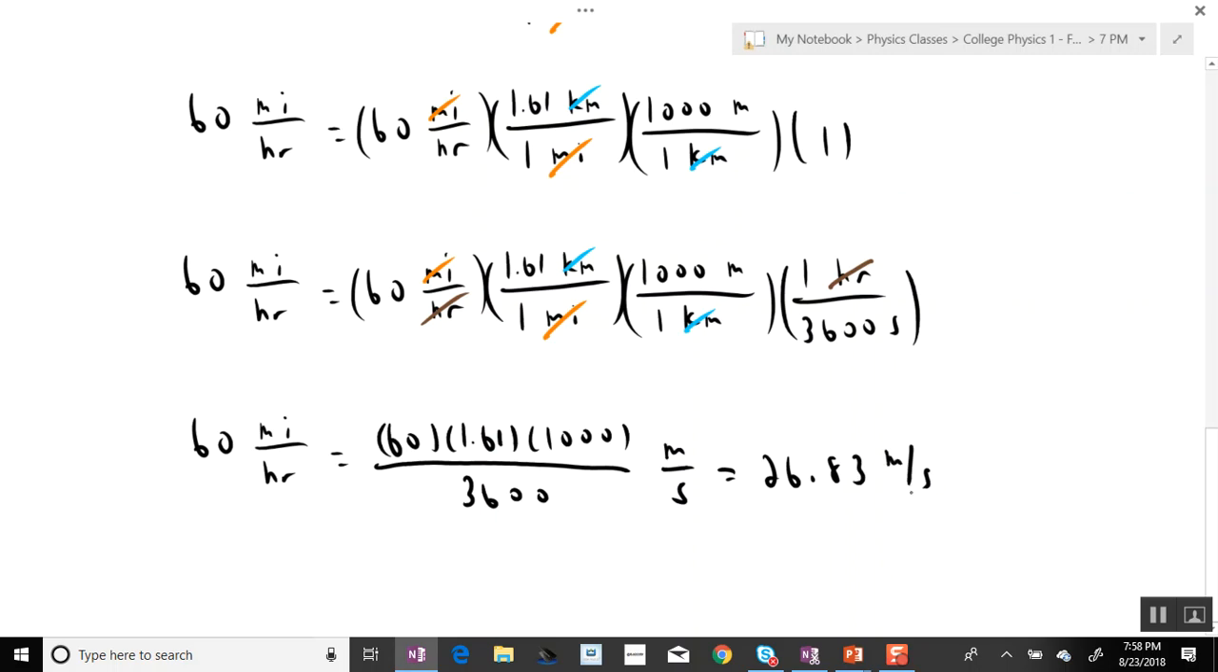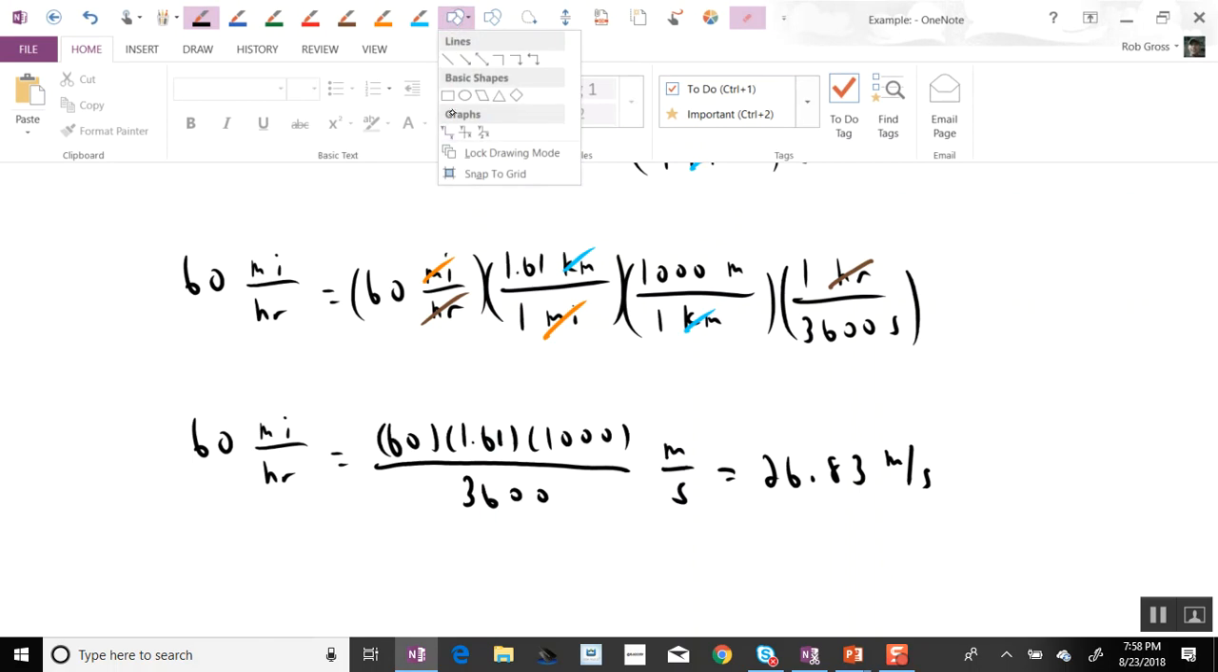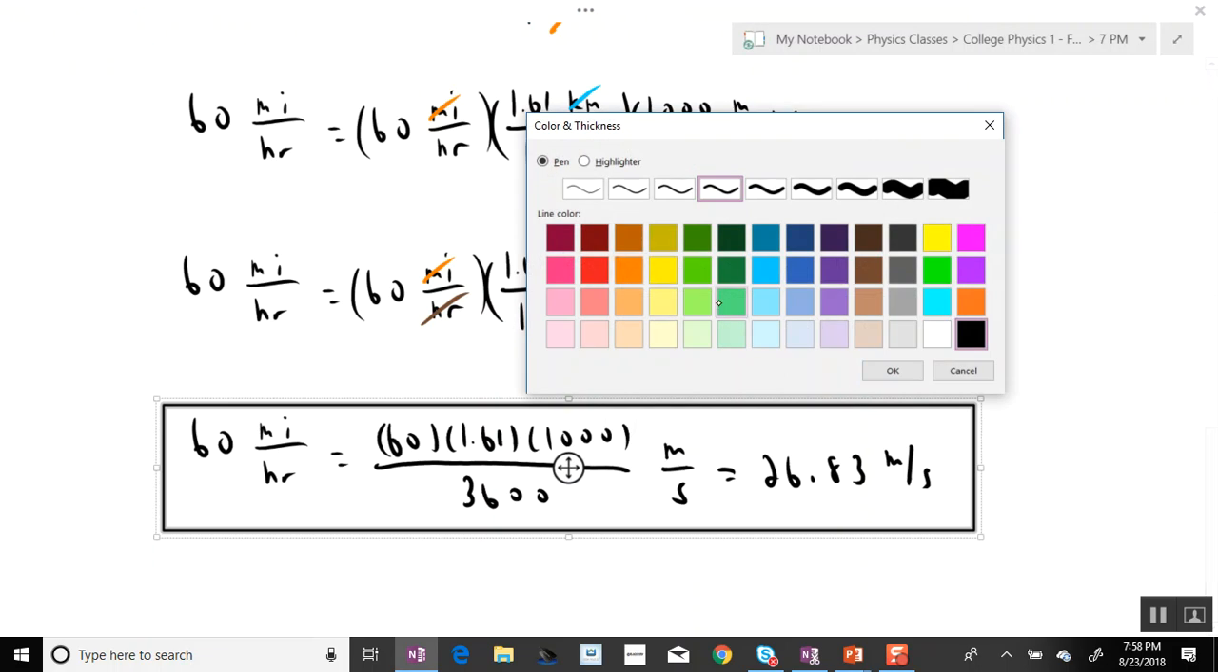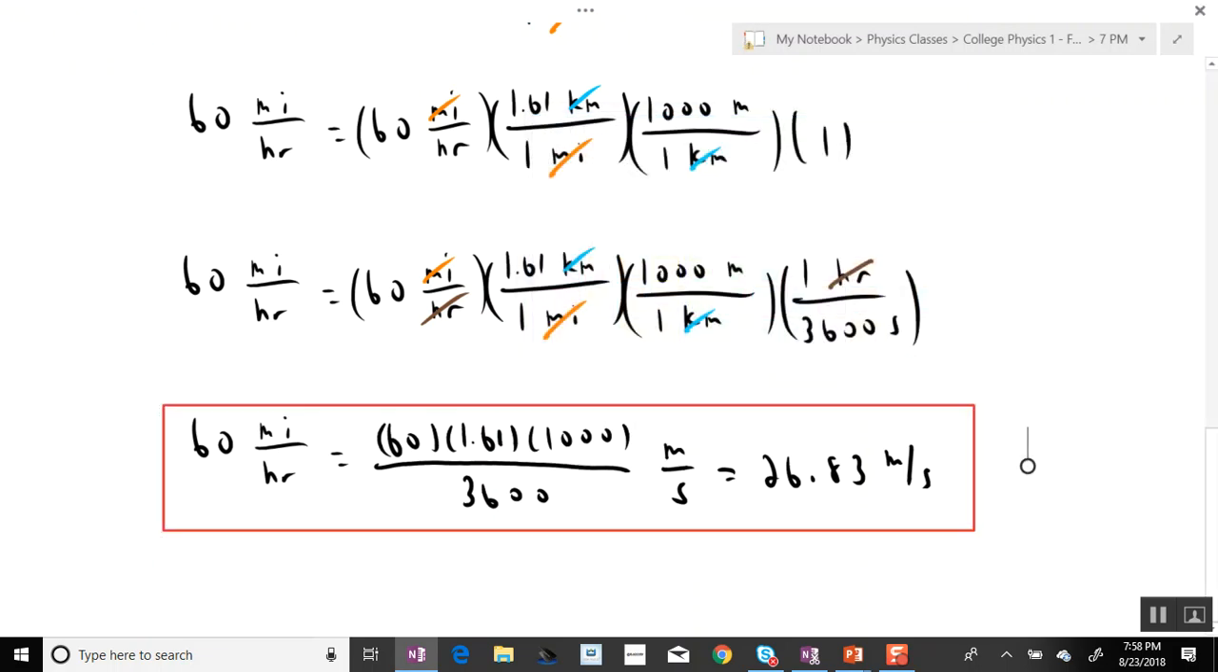Right? So like I said, unit conversions are something you probably saw before, so if you have your own way of doing it that works, it's fine. But this is how I do it. It might help some people in here.